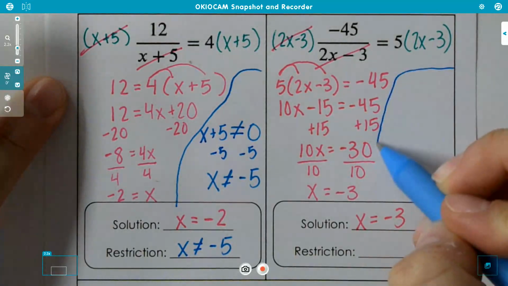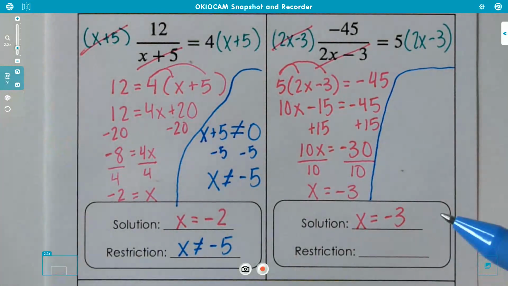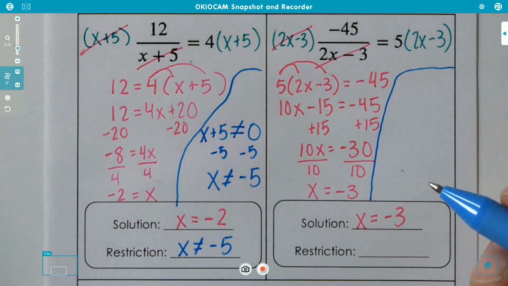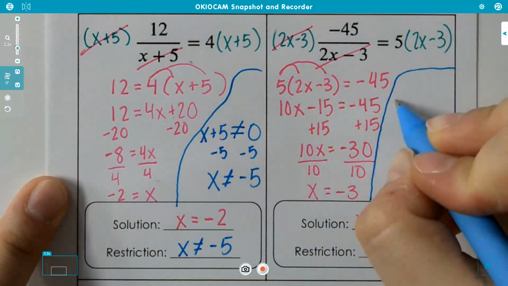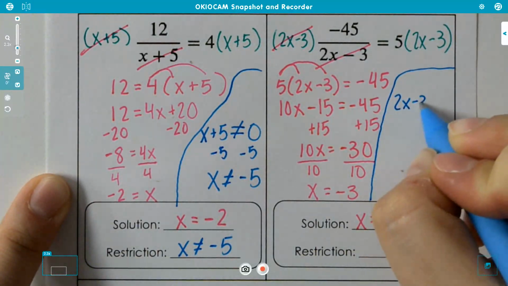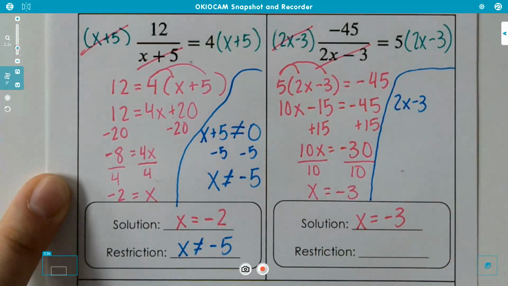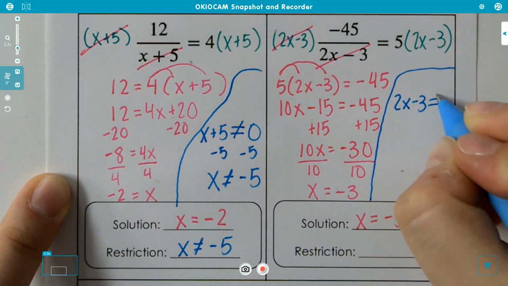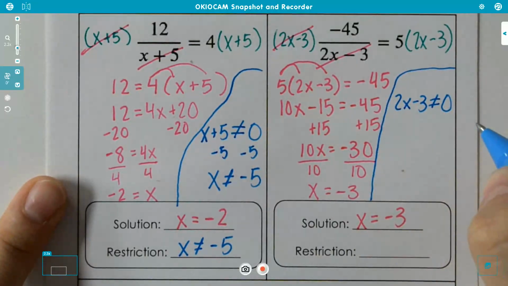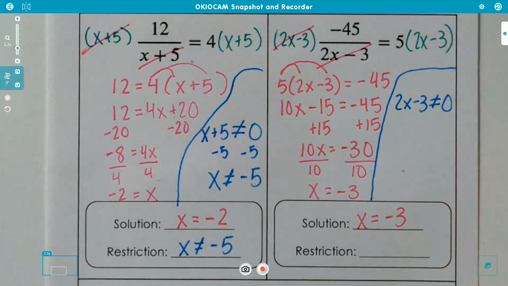Okay, the other thing that we need to do then is solve for our restriction. In this one, the bottom of the fraction is 2x minus 3. So we need to take all of that, 2x minus 3, and what is that not allowed to equal? 0. So it's not allowed to equal 0. Any questions about setting that up?